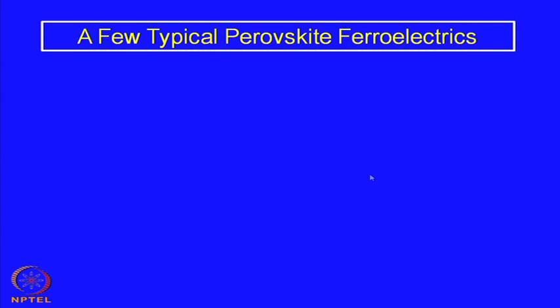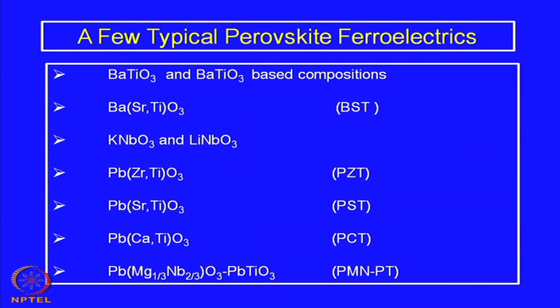So, to start with today, we will look at a few of the important perovskite ferroelectrics. Perovskite is a family of compounds having a particular crystal structure, and we have a huge number of compounds available in that group. However, all of them are not industrially important or technically not so important. So some of the perovskites which are very important from the application point of view are listed here.